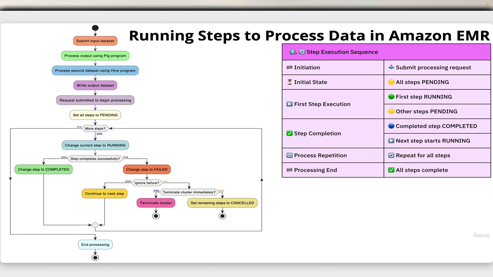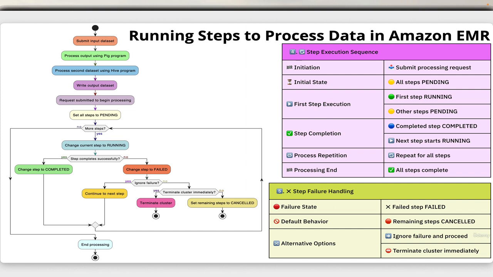And after step completion, the state changes. The step will change to completed, and the next step will start, and the state for step number 2 will change to running. This pattern repeats for each step until all are completed. At the end of the processing, all steps complete and processing ends. So this is a successful, happy scenario.